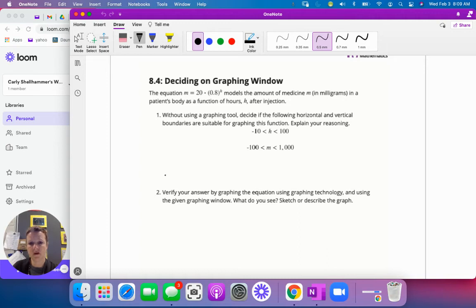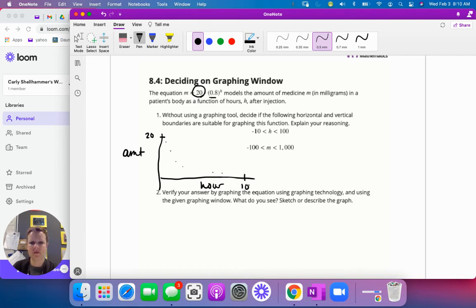So our input is h, so that's going to be the x-axis. That's hours, right? Yes, and then this would be the amount. Our initial amount is 20, and it gets smaller every time. So the maximum is really going to be 20, and we're going to get smaller every hour. I don't know how much, but if it's 0.8 remaining, I don't think the hours are going to be very big.